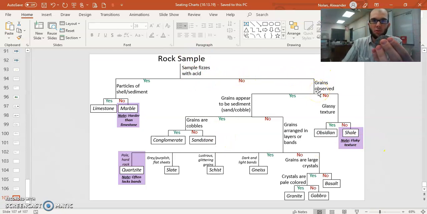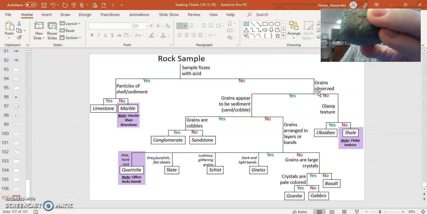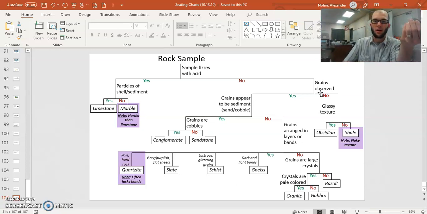Do we observe grains? Well, if we look really closely, they are there, and they're actually easier to see on the outside of the rock. There are grains here. They're very, very fine. They're very small. So we're going to take a left. Yes, we do observe some grains. Are the grains sediment, such as sand or cobble? I'll just tell you, the answer is no.